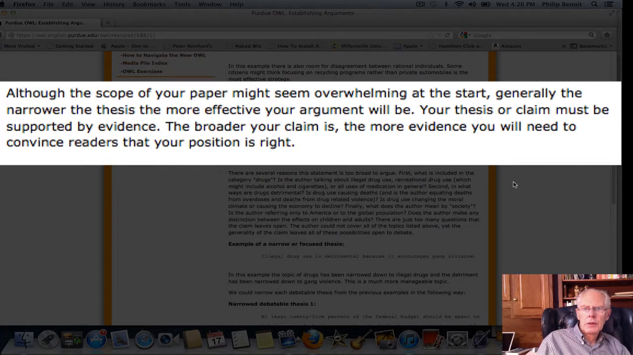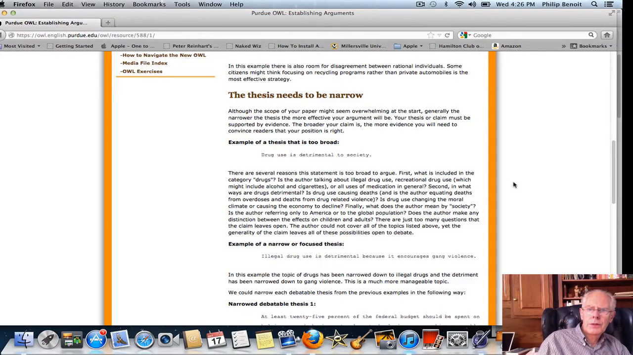Generally, the narrower the thesis, the more effective your argument will be. In other words, don't try to argue something grand and comprehensive and overarching. It's very difficult to do. You can't amass enough points to say something very extensive about a very broad statement. So your thesis has to be supported by evidence, as we pointed out here. And the more evidence you need, the tougher it is going to be to do.